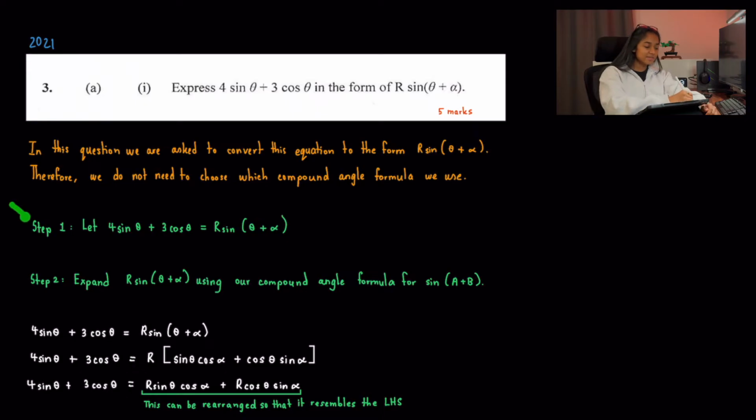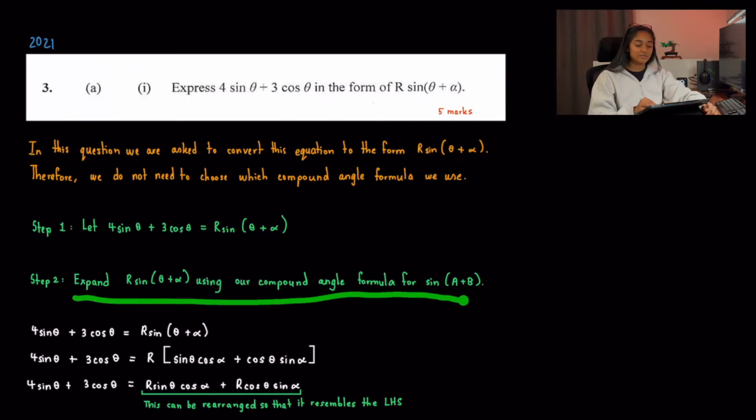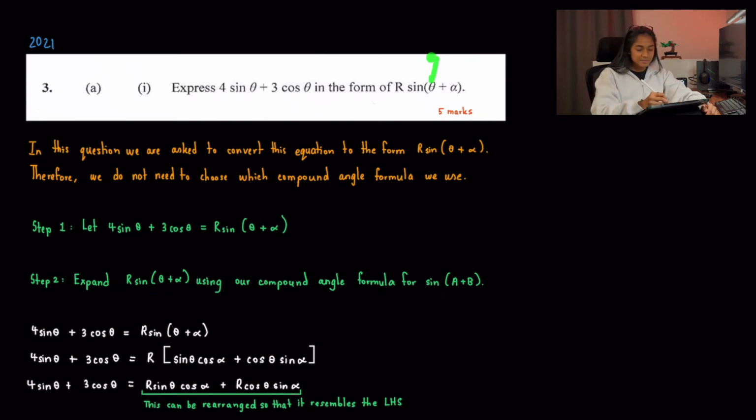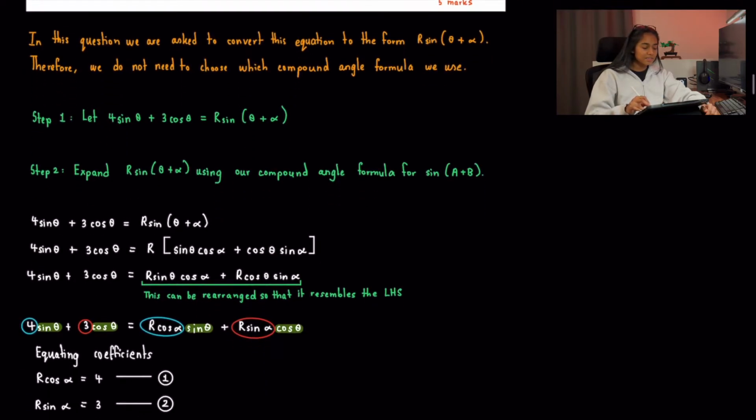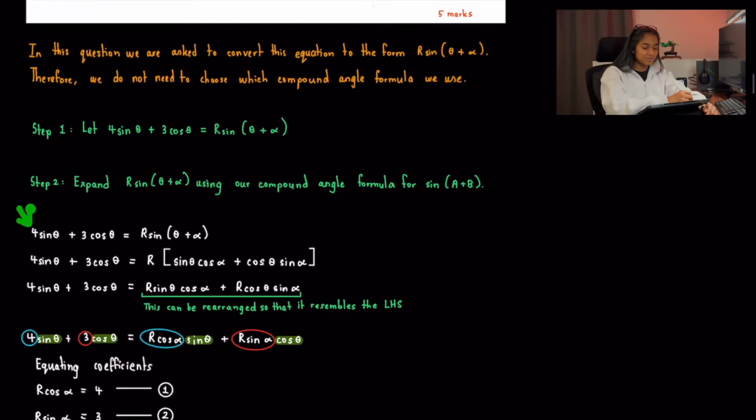The first step is we're going to equate the equation given to the form we're given. And notice that it is sine(theta plus alpha). So we could expand that using the compound angle formula for sine(a plus b). So in this case, theta would be a and alpha would be b. Okay? So here we do step 1, which is equate it. Then we're going to use the compound angle formula and expand it properly.